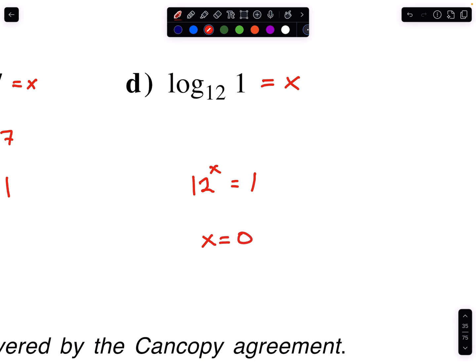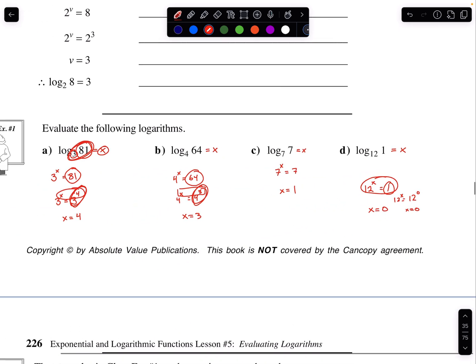If I want to change it to do the same base, you could think about this as just 12 raised to the 0. And you could approach it like this and make the base the same and then still say that x is 0. But I think most of us should feel comfortable saying, hey, I know that anything raised to the 0 is 1, so x has to be 0. And that's how you do class example 1.